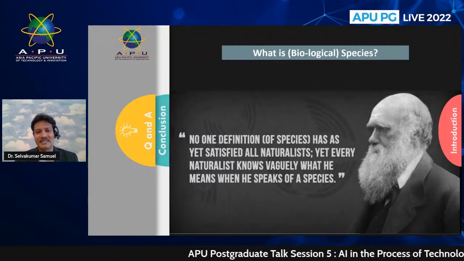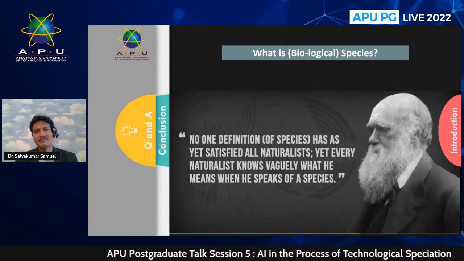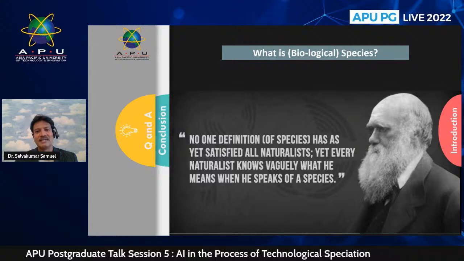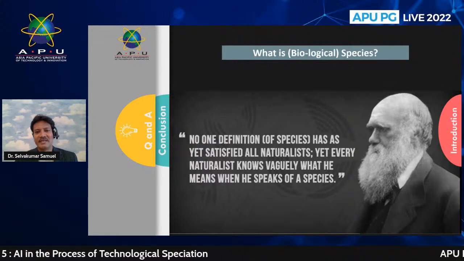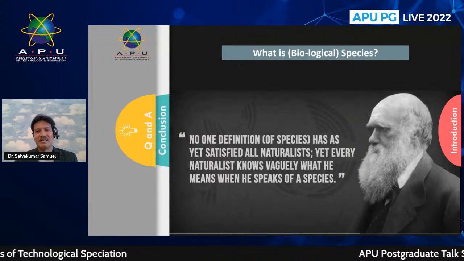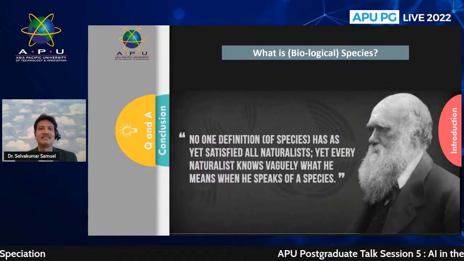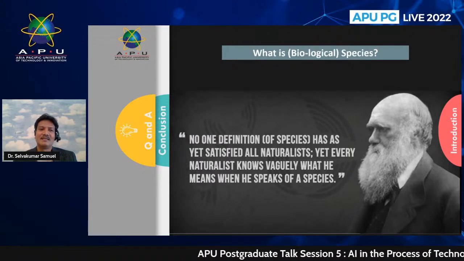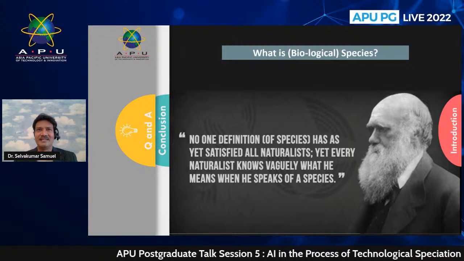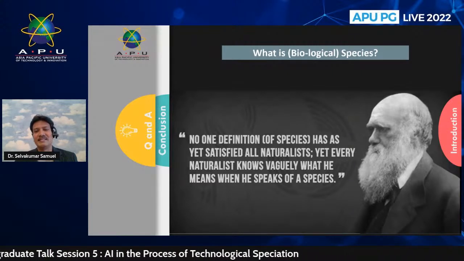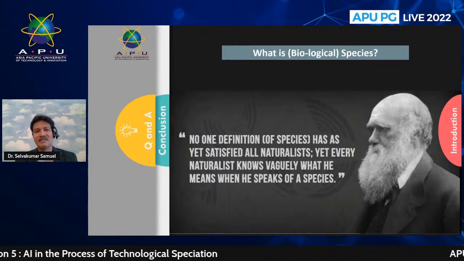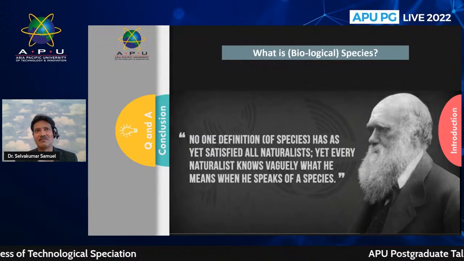I was reading what he is trying to say about species. You can see the definition here, what he has mentioned: No one definition has yet satisfied all naturalists; yet every naturalist knows vaguely what he means when he speaks of a species. I think he did not give a concrete definition of species in his book, although the word species is in the title of the book.